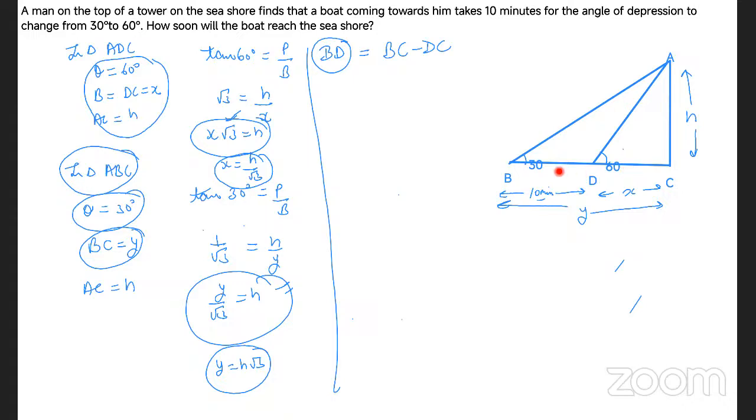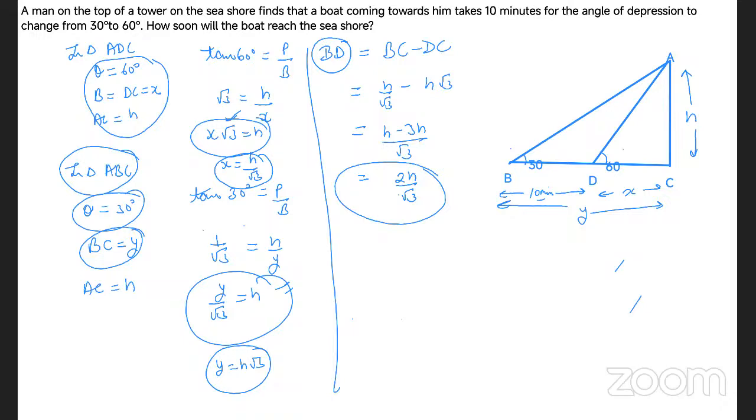Now the BC distance is X, so X is equal to H upon √3, and the DC distance is H√3. If I solve it, it becomes (3H minus H) upon √3, which is 2H by √3. So the distance of BD is 2H by √3.